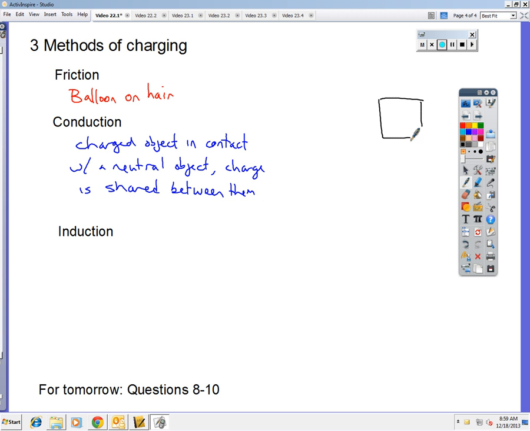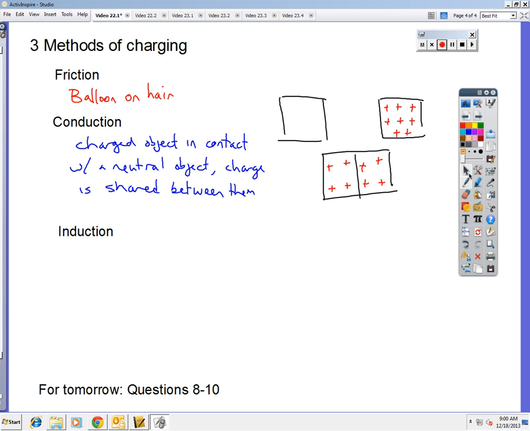So in conduction, if you've got two pieces of metal, you start off with, let's say, 8 positive charges on one and the other one is neutral. If you bring them into contact, what will happen is that you'll end up with 4 positive charges on each one. Well, not necessarily exactly equal. Depending on the sizes, it might not be equal, but the fact is that you have the same charge here as you do here.